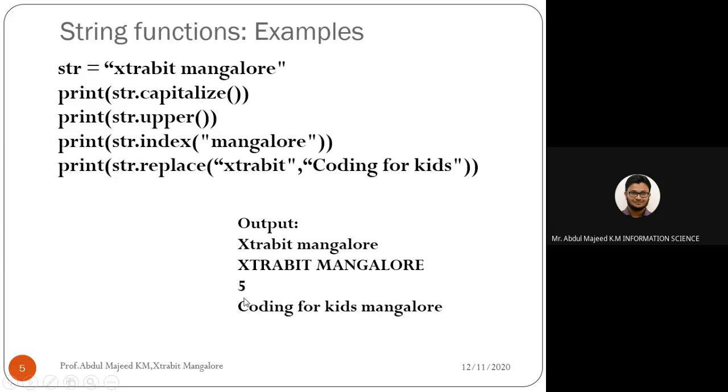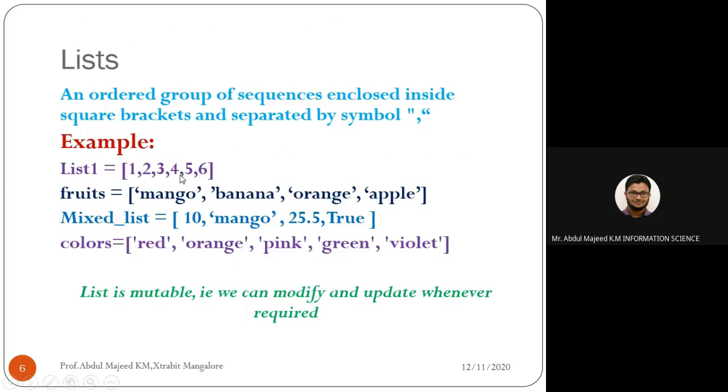You can see extra bit is replaced with the coding for kids. So we discussed the capitalize function, upper function, index function, and replace function. Now, the list is one of the main data structures used in Python. We are using the data structure called list in most of our advanced programming in artificial intelligence, machine learning, and so on. Okay, so what is list?